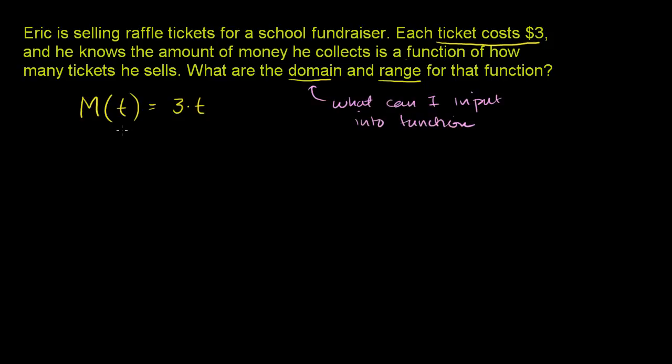So think about it. You might at first say, oh, I could put any t there, but think about the actual reality of what he's doing. He is selling tickets, and so we can't sell negative tickets. He might sell 0 tickets, and he might sell a gazillion tickets. I guess he could sell an infinite amount of tickets. At some point, that becomes unrealistic. But he definitely can't sell negative tickets. He also is not going to sell half of a ticket. Every ticket he sells is a whole number. It's an integer.